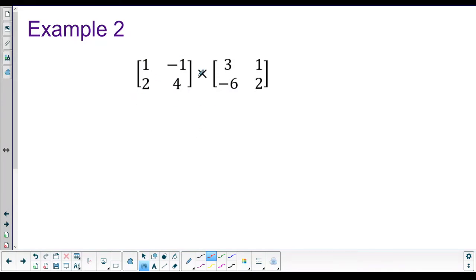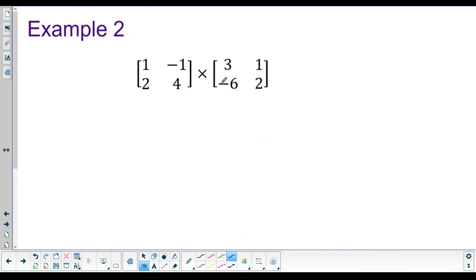So of course we have to check the order. This is a 2 by 2. This is also a 2 by 2. So our inner numbers for our orders match. So we are allowed to do the matrix multiplication. So now let me explain to you how to do that.